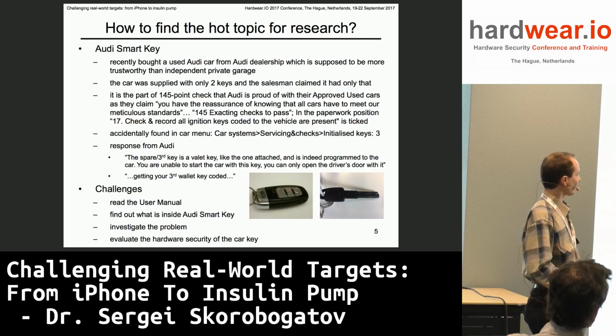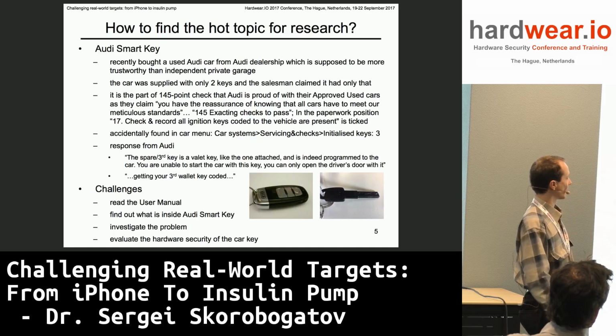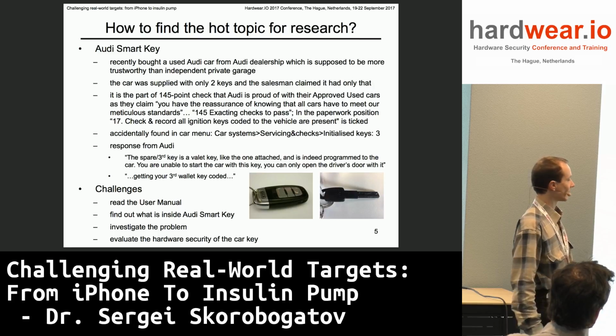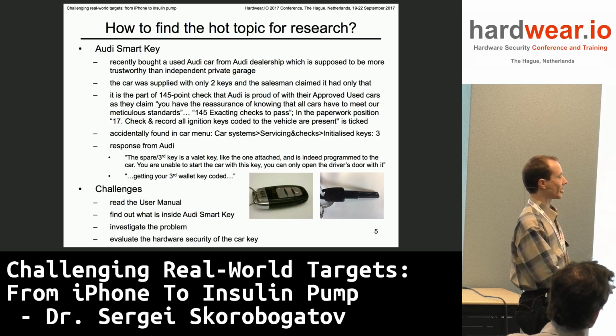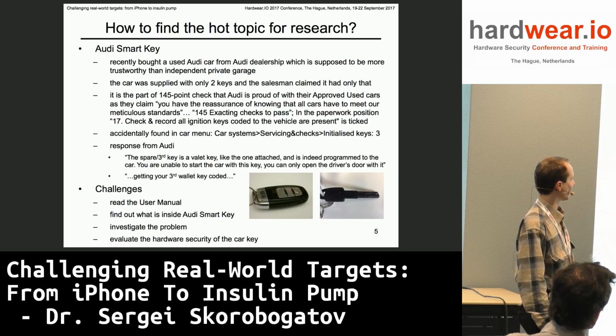And also after some exchange of emails, they suggested that for this third key, they can produce a new one and they can code it into the car. So that really puzzled me, that if it's a piece of plastic, how can you code it into the car?